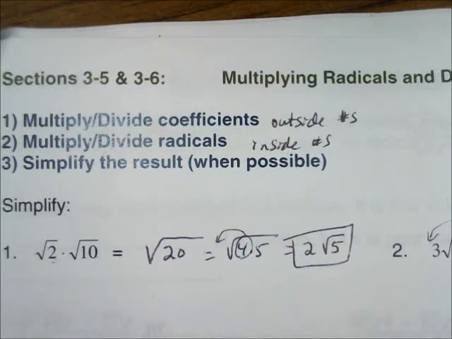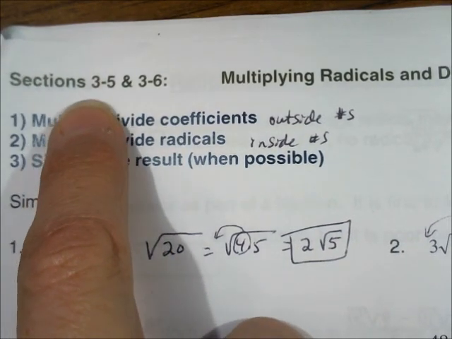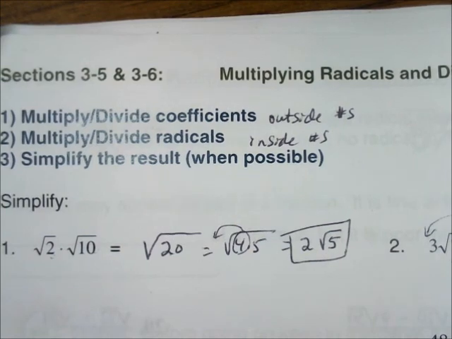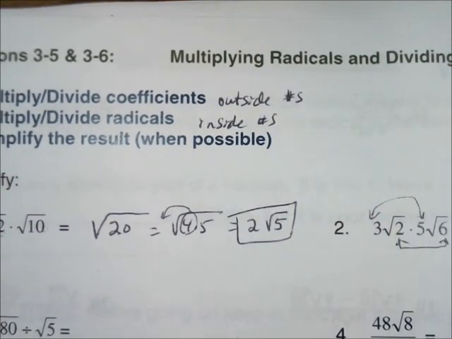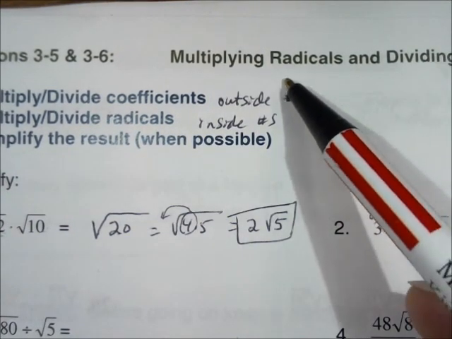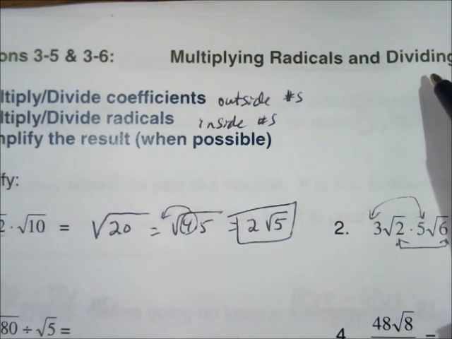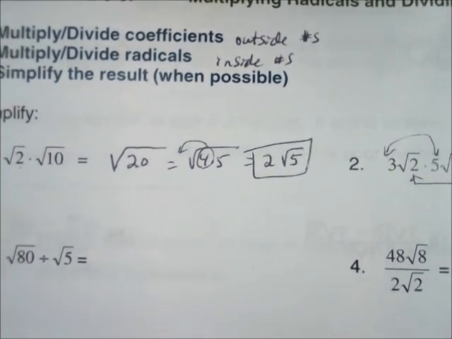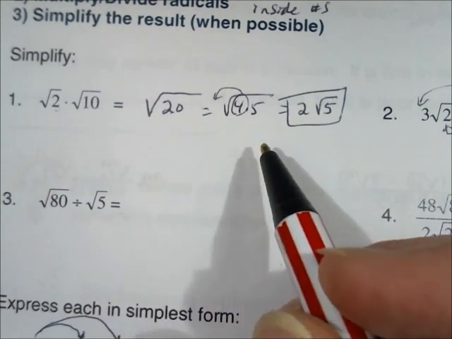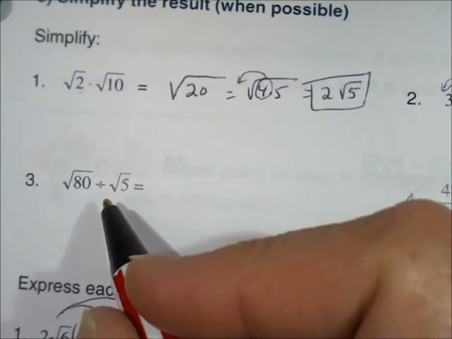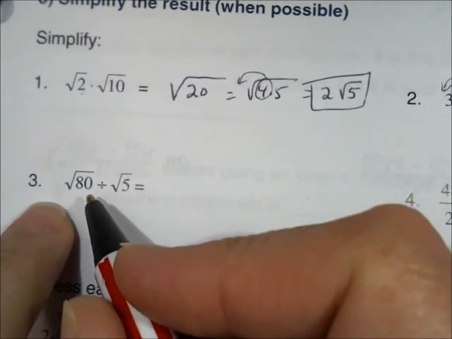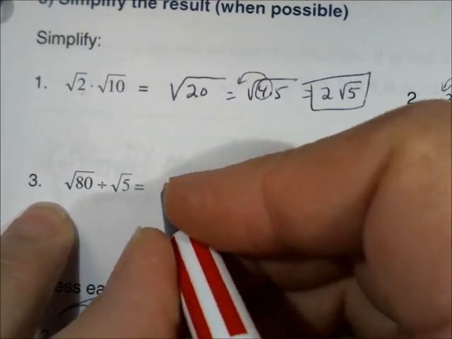Today we're going to continue to talk about sections 3.5 and 3.6, which is the multiplying radicals and dividing radicals. On the last video I showed you how to multiply radicals, and today what we're going to do is divide radicals. And we did numbers 1 and 2 earlier, so today we're going to divide the square root of 80 by the square root of 5.